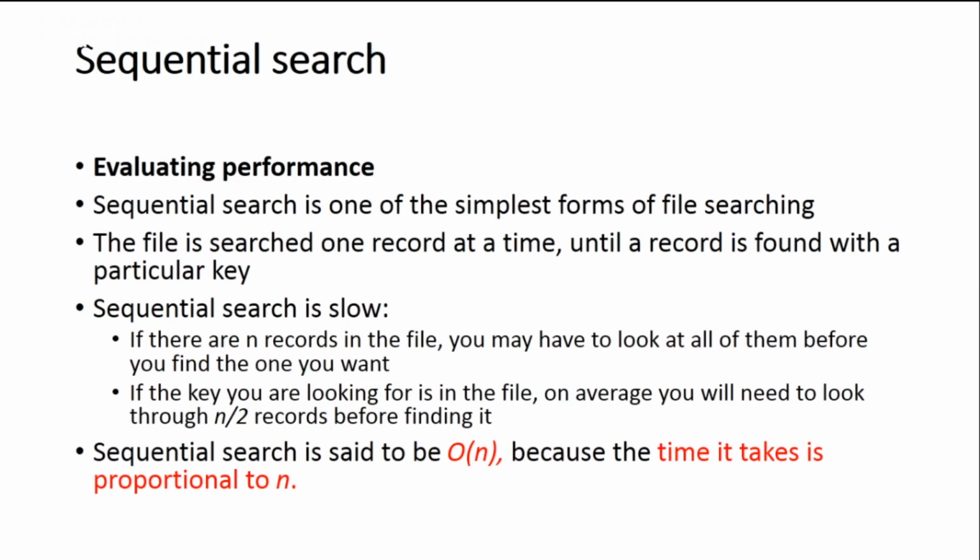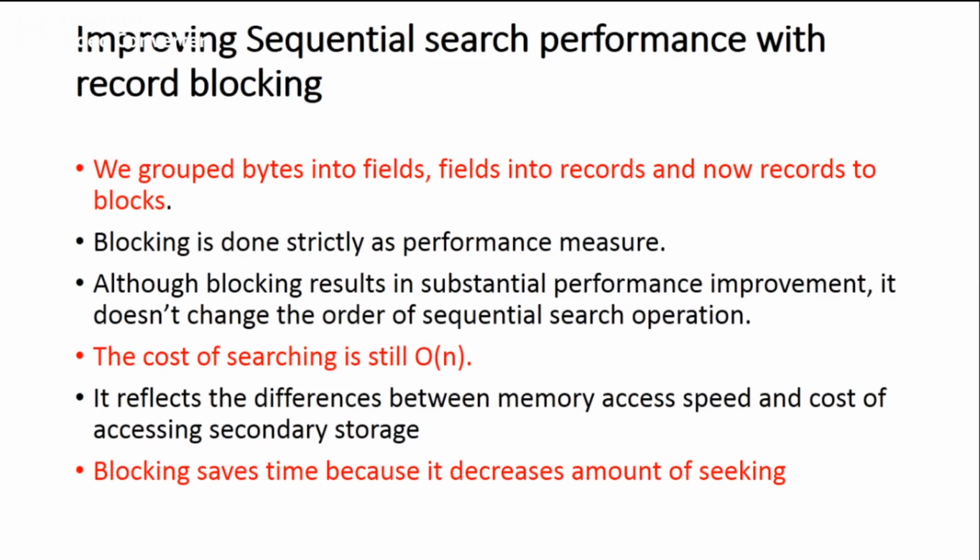Sequential search is said to be big O of n, because the time it takes is proportional to n. That means, if your record is at the last position, the nth position, you need to search n times. That is why it is proportional to n. So that is the sequential search concept. Now how can we improve the sequential search performance? With record blocking. Blocking means you are going to group together. We grouped bytes into fields, fields into records, and now we are going to club records into blocks.